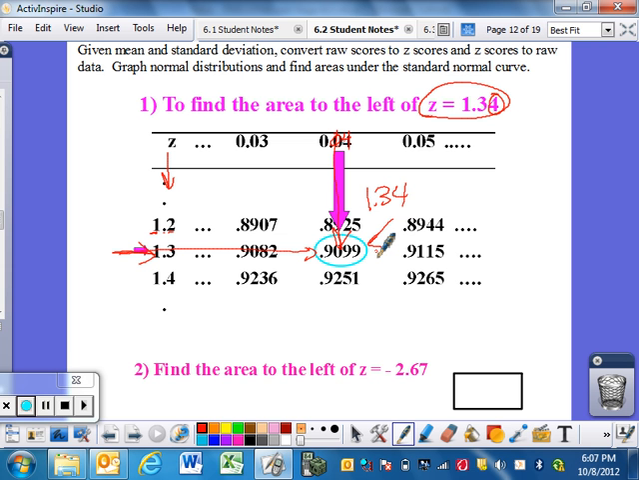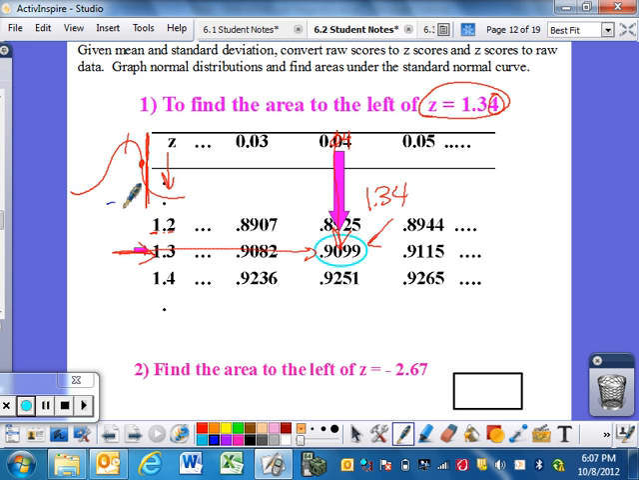Okay, so that's 0.9099. So 90.99% of our data is to the left of the z-score of 1.34. So if I draw a normal curve, here's my mean, my inflection point, 1 standard deviation away. So I'm going to be just farther than that 1 standard deviation away.